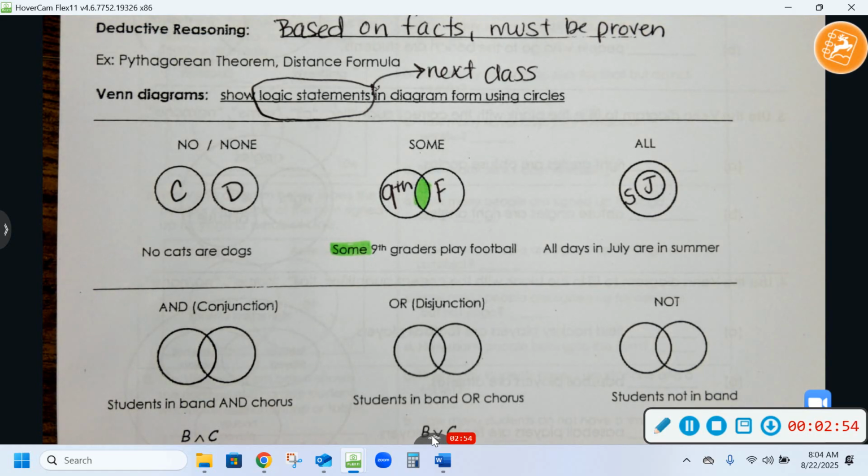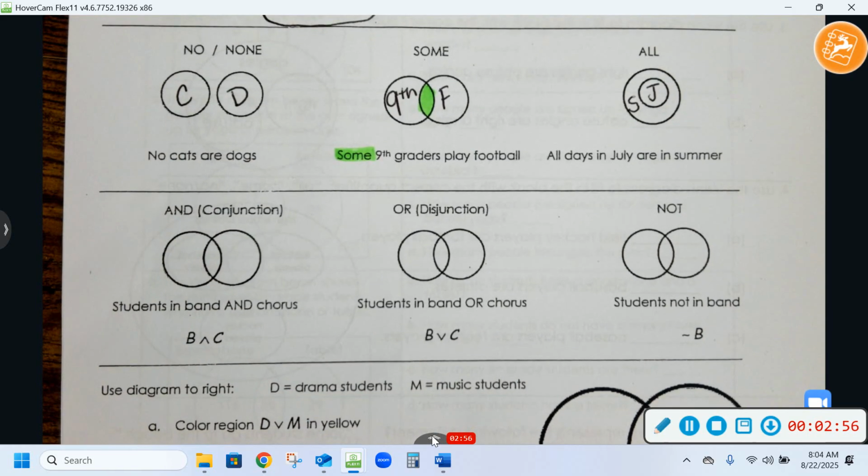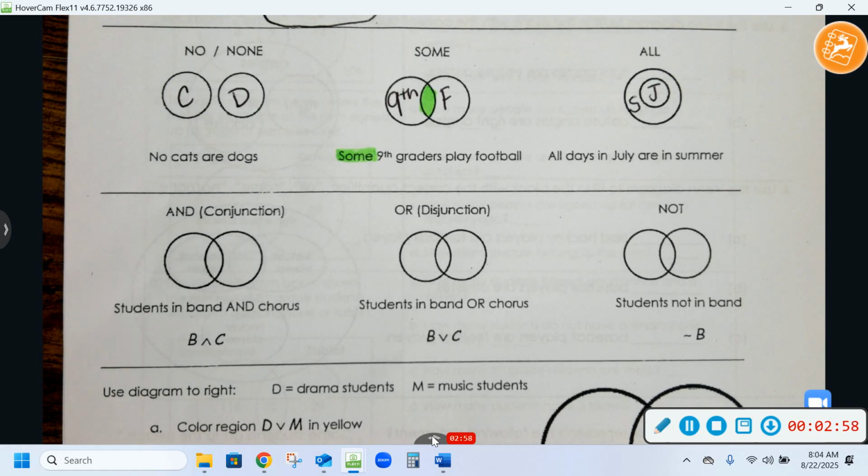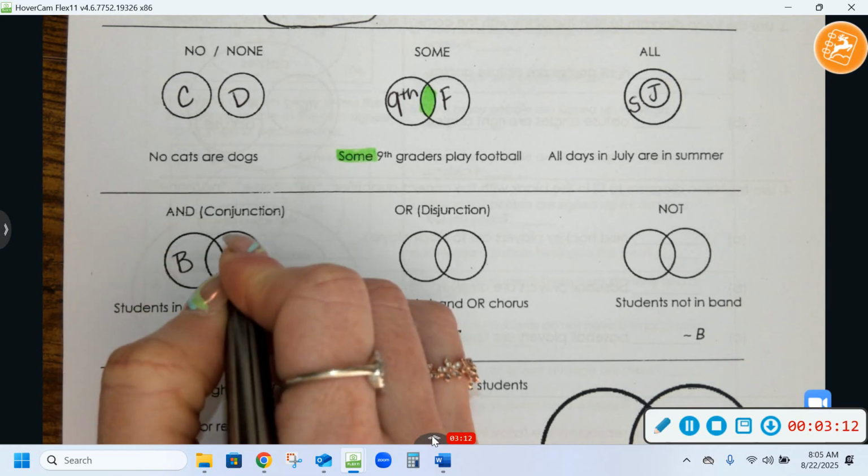Alright, time for some new symbols. I'm going to teach you the symbols, then I'm going to teach you ways to remember them so you don't get them confused. We've already learned so many symbols in geometry. We're about to learn a few more today. Students in band and chorus, what do I do first always? Label, band, chorus.